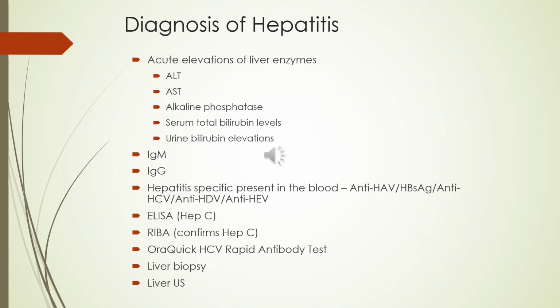The ELISA test tests specifically for hepatitis C. May see the OraQuick HCV rapid antibody test, liver biopsies, and also liver ultrasounds. Those are going to be some of the main things that you're going to see. And I think I missed one, and it's the RIBA, recombinant immunoblot assay, which confirms the hepatitis C also.